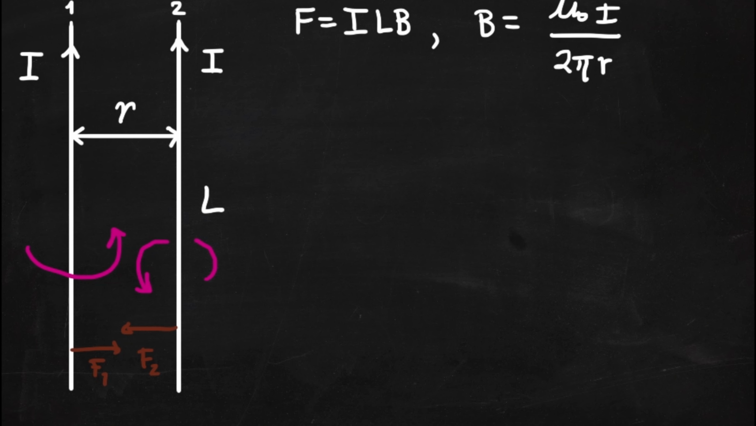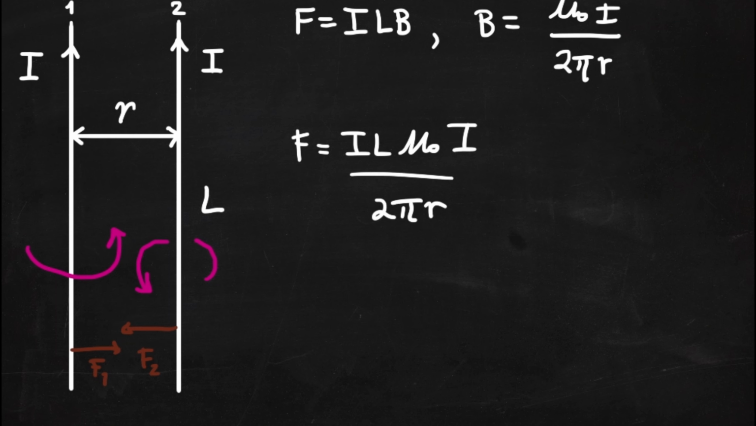Now the last thing to do is to substitute this expression for B into our expression for force. So we get IL, this is our expression for B, so mu naught, another I, and then over 2 pi r. Now, of course, we can write this as I squared L mu naught over 2 pi r.